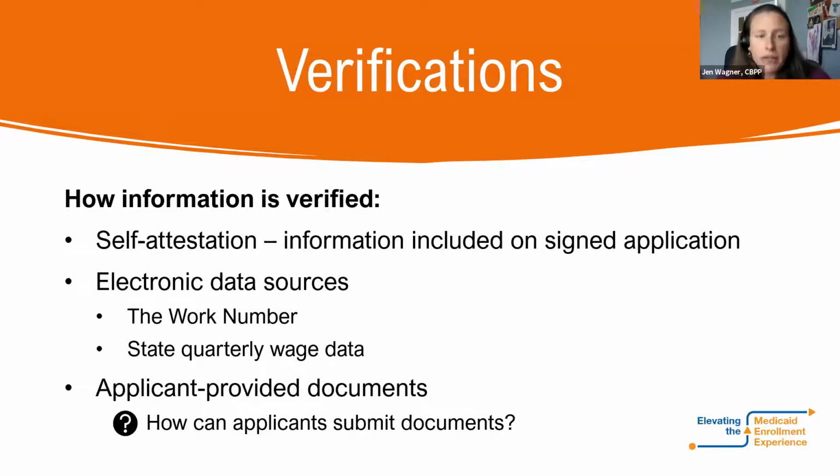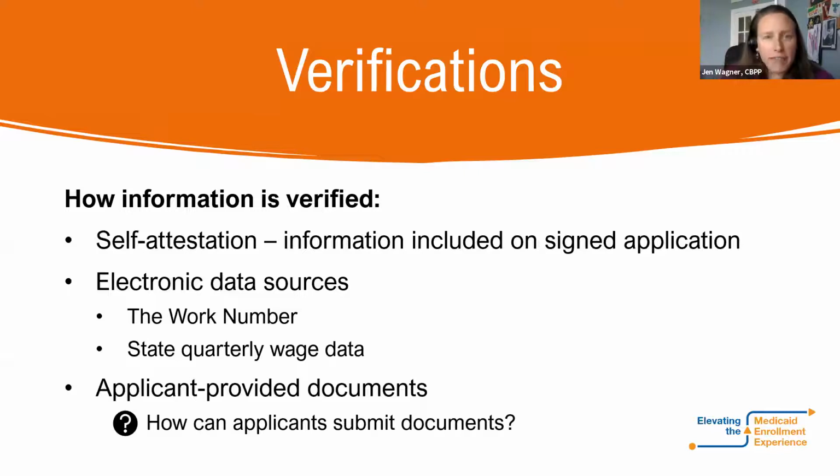So the last option is for the applicant to actually provide documents. That's if self-attestation is not accepted and the state is not able to verify eligibility through those electronic sources. So in that case, an applicant must provide verification documents. Could be a pay stub, could be some immigration-related document. So at that point, you want to ask, how can the applicant submit the document? Does it have to be mailed in or dropped off? Or are there good avenues like submitting the document through an online portal, or even taking a picture with your phone and submitting it that way?